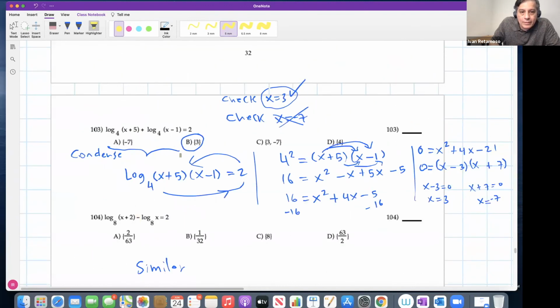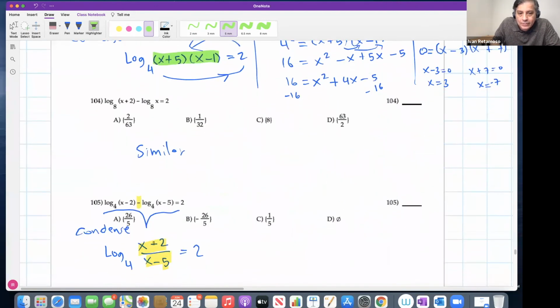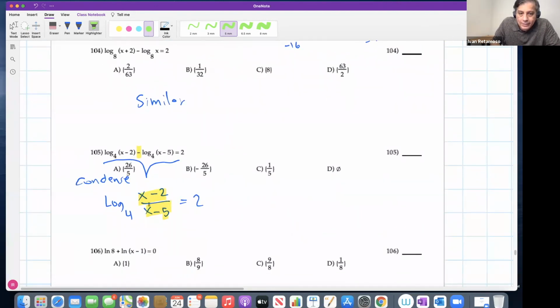Before, maybe I should just use colors here. Before, because of the addition, we did a condensation via multiplication, right? But when you have subtraction, you use division here, right? Yeah, this. Very good. Now, nail it, right? Nail it nicely.